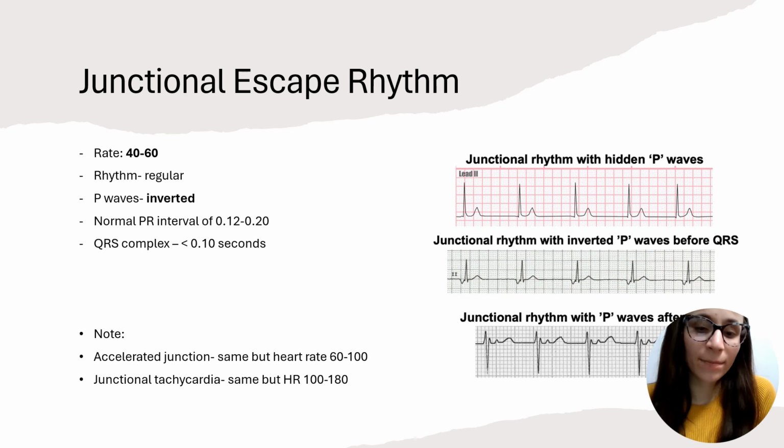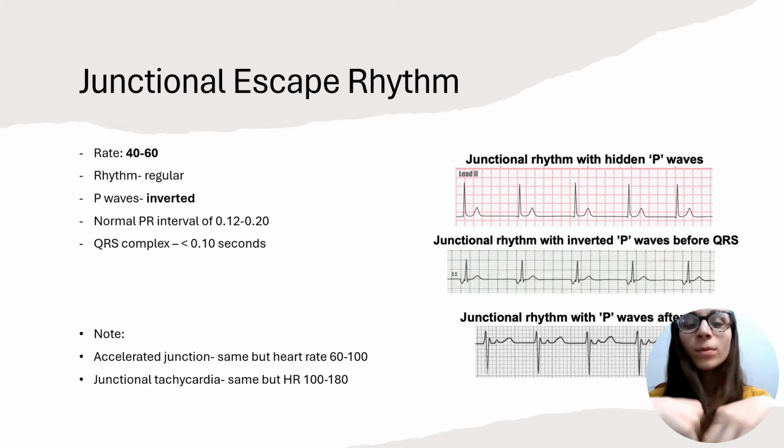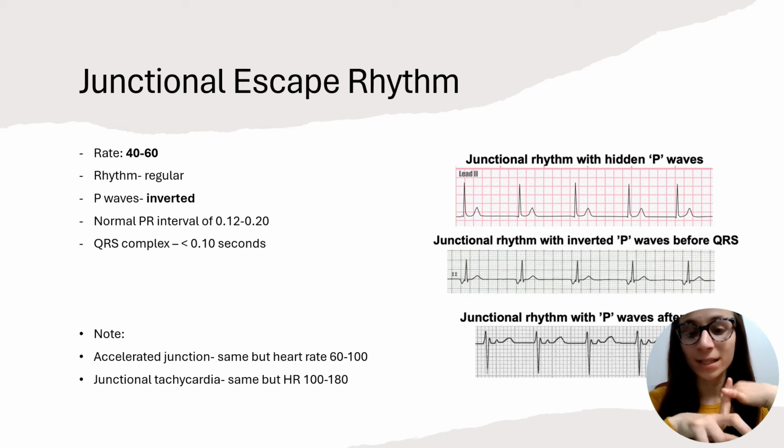So in junctional escape rhythms, you'll have accelerated junctional and junctional tachycardic. And they're all going to be the same thing with the P wave being inverted, but with junctional, you'll have a heart rate of 40 to 60. Accelerated, you'll have a heart rate of 60 to 100. And junctional tachycardic would be a heart rate of 100 to 180. But you're all going to see the same thing in terms of the inverted P wave. Sometimes it could be hidden, like I said, or buried in it. But over here, you'll see the inverted P wave.